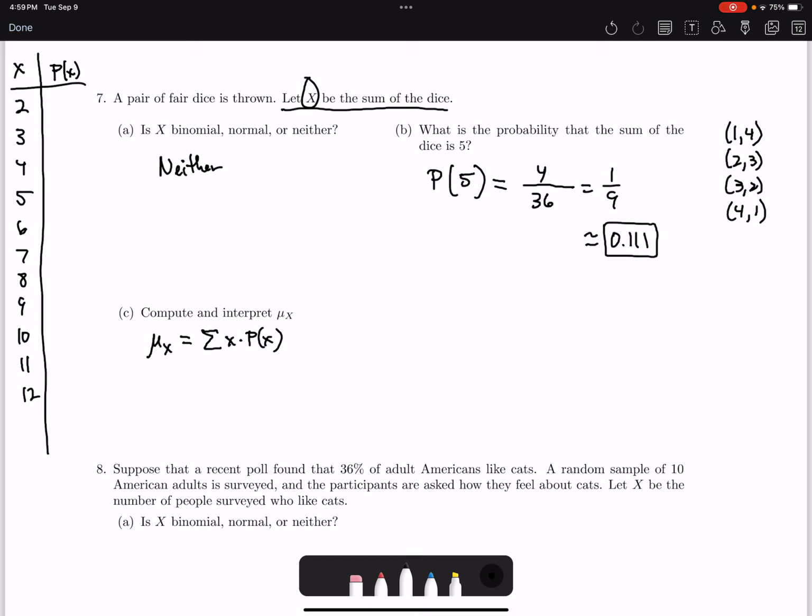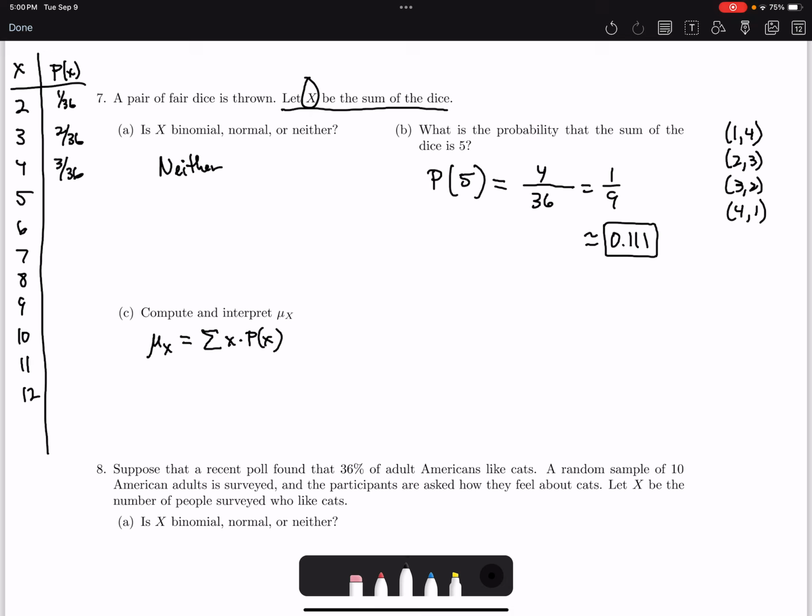Now let's think about their probabilities. The probability that x equals 2, well, there's only one way to get a 2, and that's to roll a 1 and a 1. One way out of 36 possibilities. To roll a 3, I think there are 2 possibilities. You could roll a 1 and a 2, or a 2 and a 1, so the probability of rolling a 3 is 2 out of 36. For a 4, you could roll a 1 and a 3, a 2 and a 2, or a 3 and a 1. There are 3 of those.